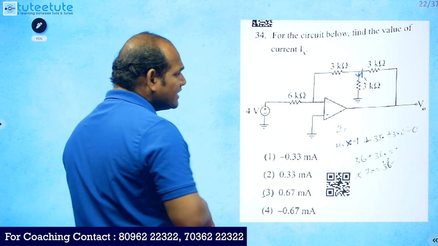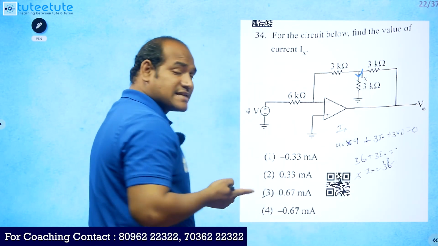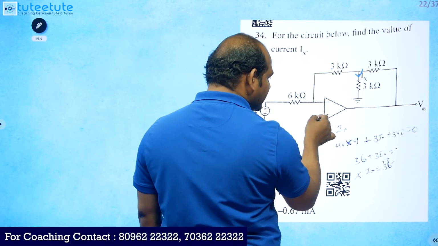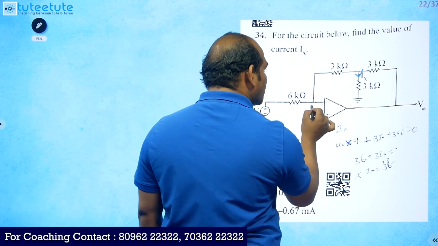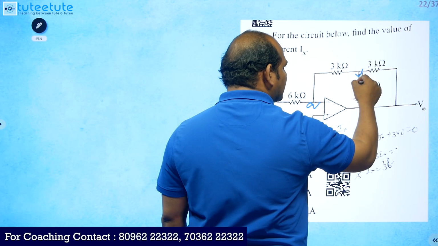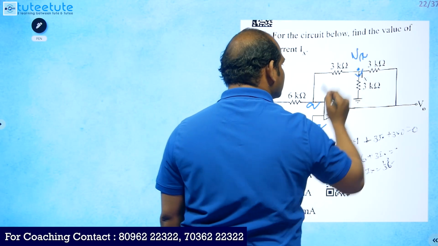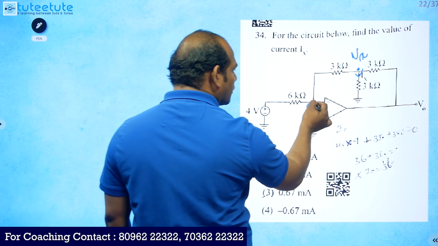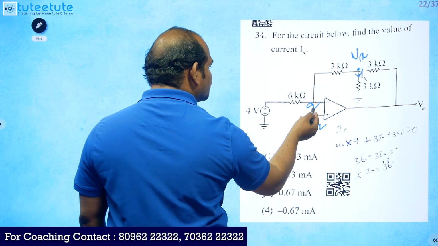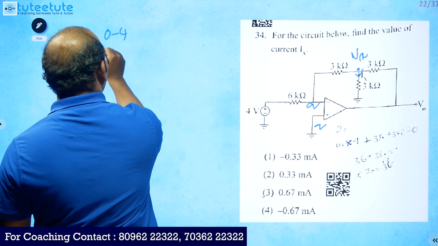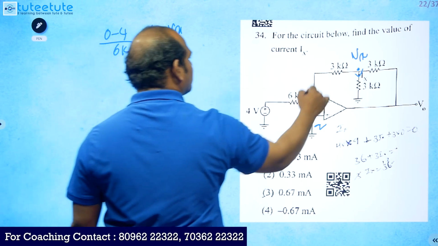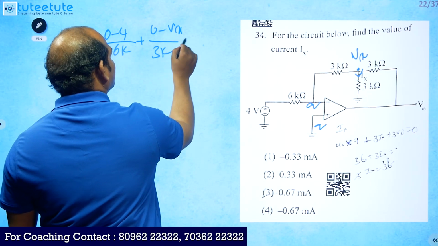What we need to calculate here is Ix. Since it is having negative feedback we can apply the virtual ground concept, and here the positive terminal is connected to 0 volts. So because of the virtual ground this inverting terminal is also at 0 volts only. Because we need to calculate Ix, I will consider this voltage as Vx. So at this particular node, at the inverting terminal, we will apply KCL. So (0 minus 4) by 6K plus (0 minus Vx) by 3K is equal to 0.